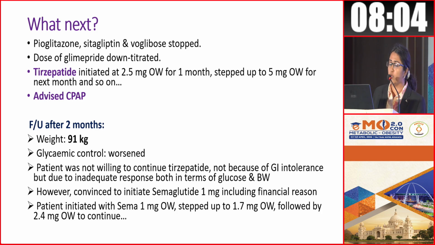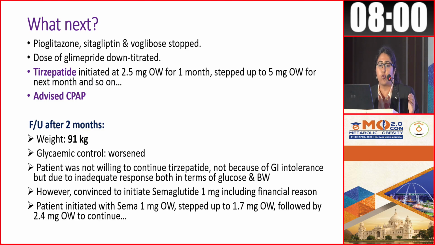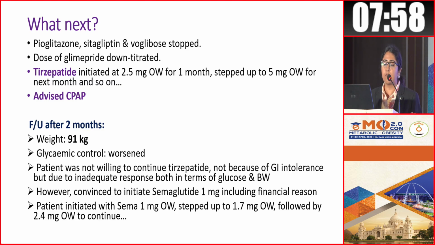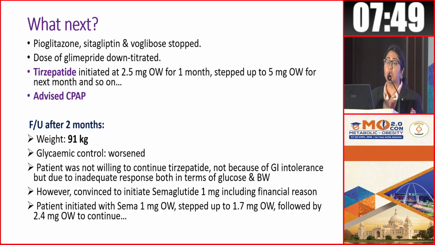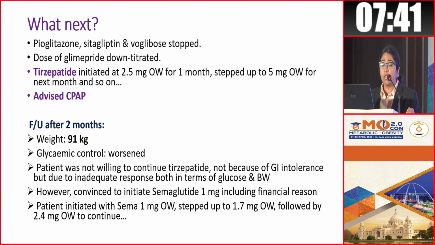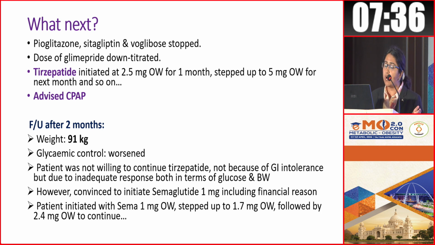When the patient came for follow-up after 2 months, we were really perplexed to see that the weight had remained 91 kg, the same as 2 months back, even though the patient was initiated on tirzepatide and pioglitazone and glimepiride were down-titrated. So we would expect the weight to come down, but we were perplexed to see that there was no response. Not just weight control, but glycemic control had also worsened.